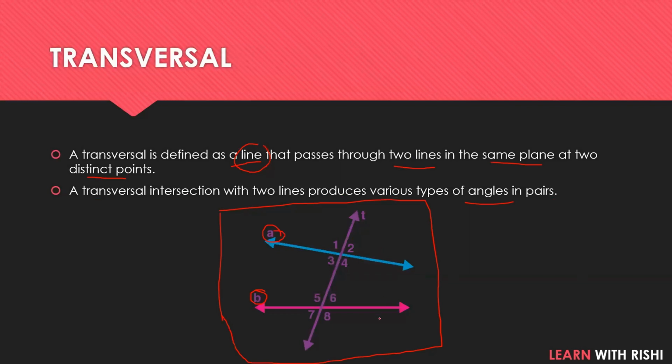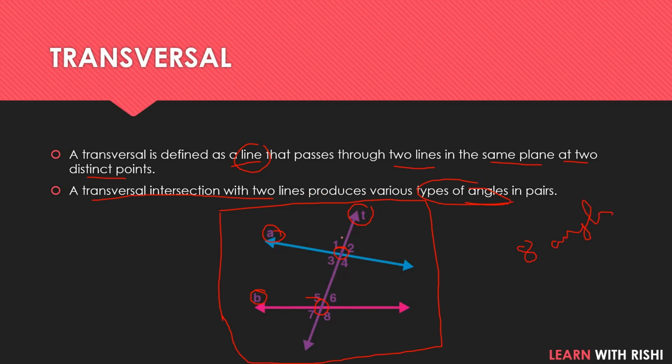Line A and line B are both lying on the same plane, and there is one line T which is intersecting both the lines, intersecting at 2 points. This is the first point of intersection, and this is the second point of intersection. After intersecting the 2 lines, it produces various types of angles. As you can see here, 8 angles are produced.